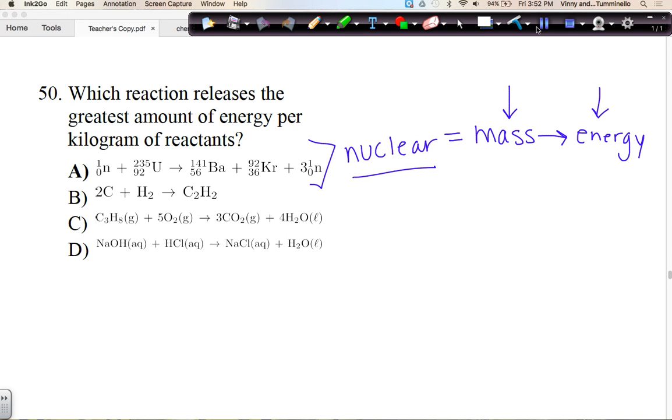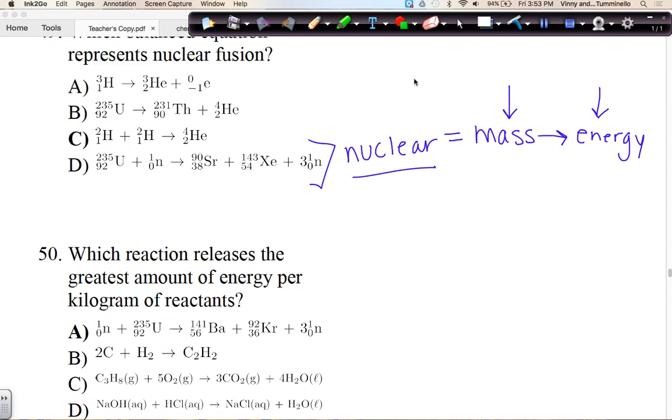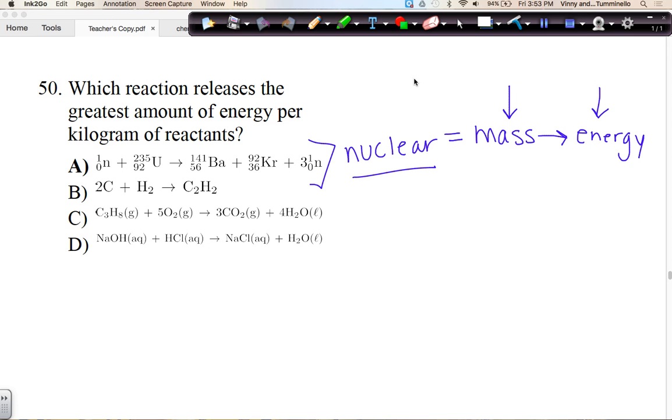So hopefully this was helpful. This was 31 to 50 on our next exam that we've been working on. And it was the blue exam, which was January of 2014.